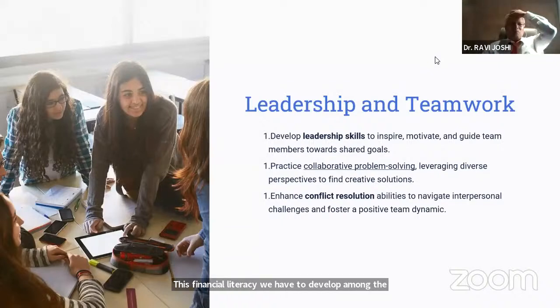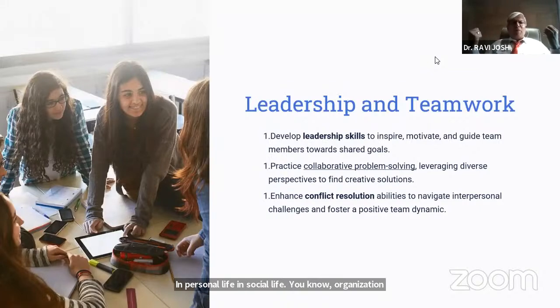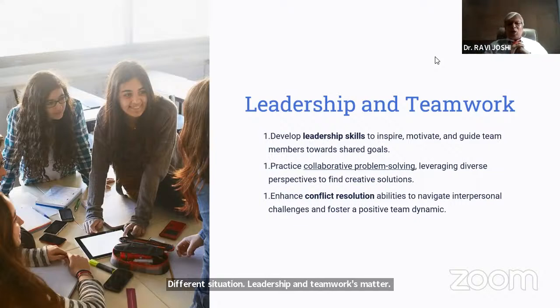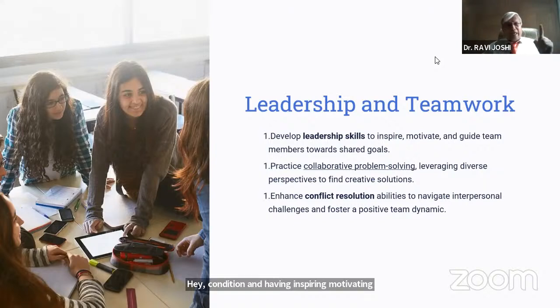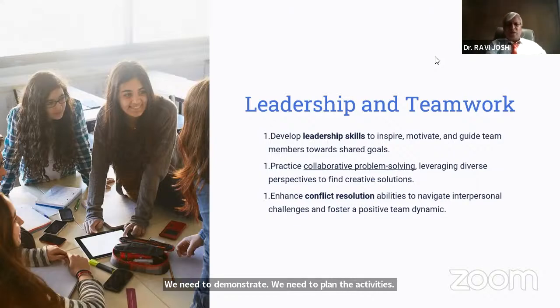Leadership and teamwork. As I told you, in personal life, in social life, in organization, in profession, while performing a role in any situation, leadership and teamwork matter. So practicing collaboration, enhancing conflict resolution, and having inspiring, motivating leadership skills is very important for developing students. We need to demonstrate, we need to plan the activities, curricular activities, co-curricular activities, and some extracurricular activities for that matter.